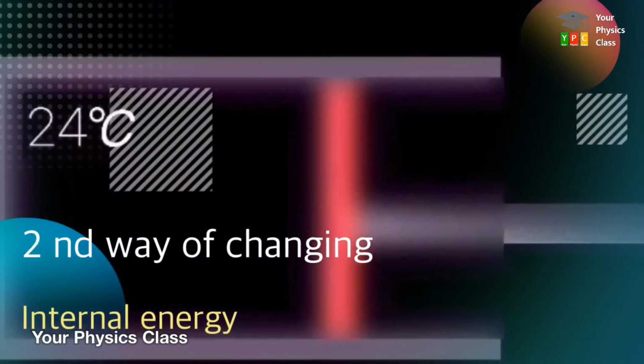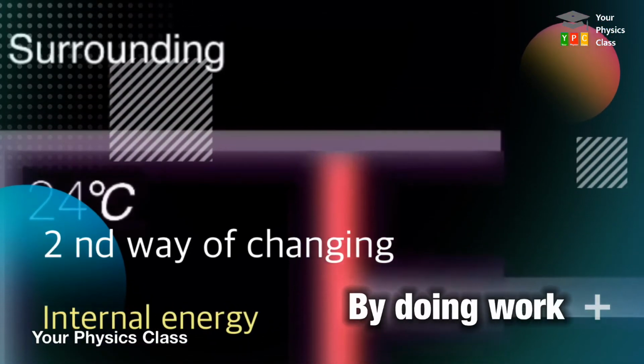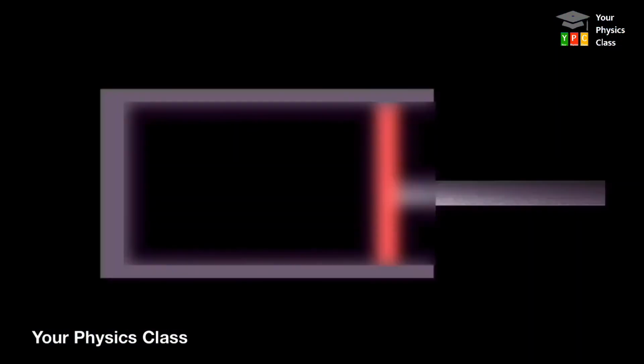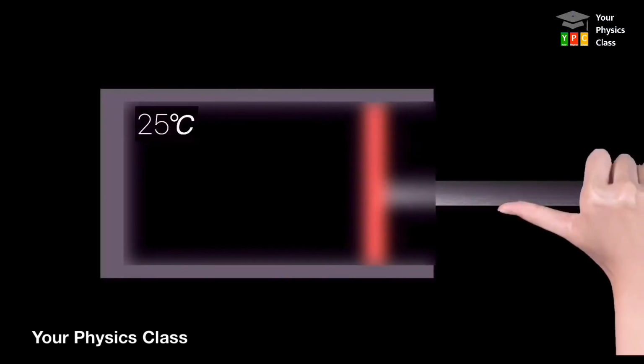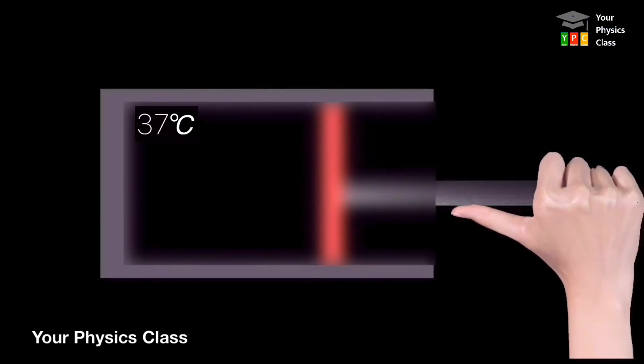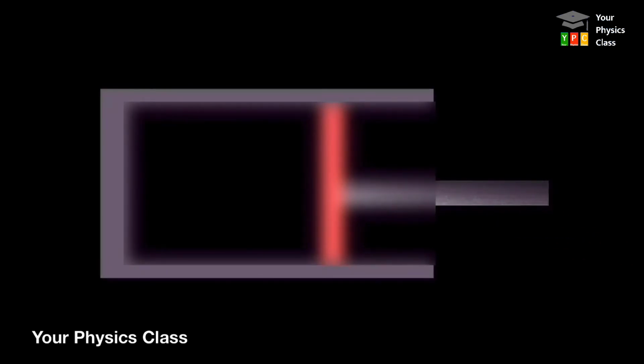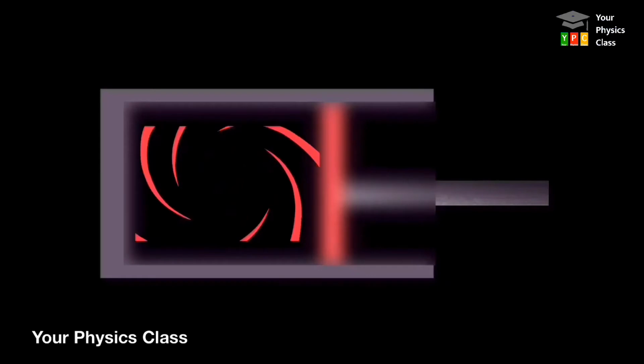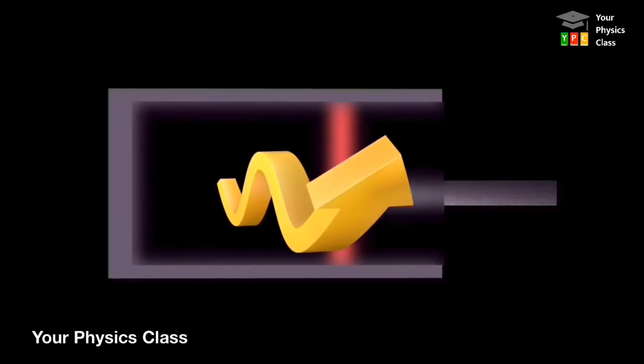Now the second way of changing internal energy is by doing work on the gas. For doing work on the system, we need an external agent. It could be you. If you push the piston inwards quickly, the gas gets compressed. Here, the piston does some work on the gas, that is the system, in moving some distance. That means the surrounding is doing work on the system. The gas gains energy and its temperature therefore increases.